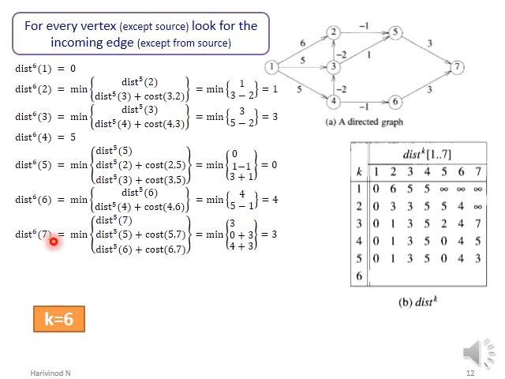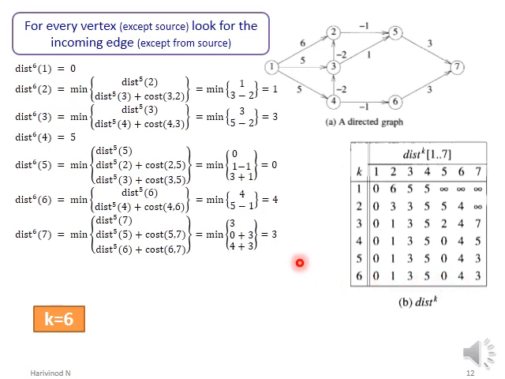For vertex 7, the earlier value is 3. So the new value is 0 plus 3 and 4 plus 3, no better values. It remains 3. So the final updated values are 0, 1, 3, 5, 0, 4, 3.